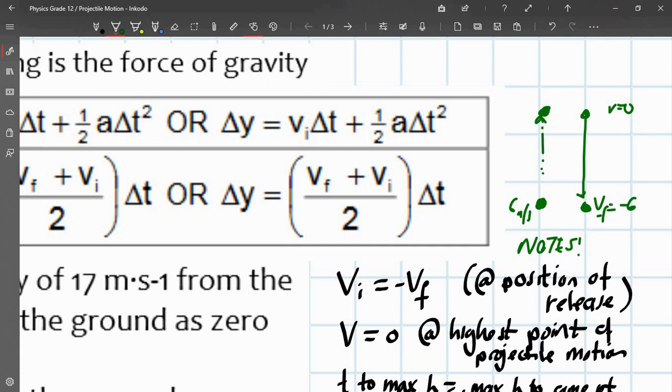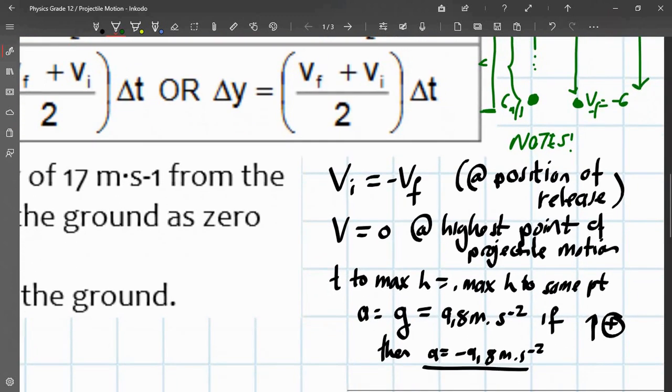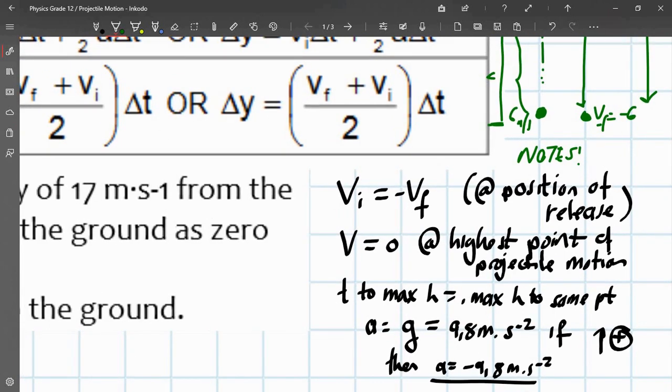The time it takes to get from the bottom to the top is equal to the time it takes to get from the top to the bottom. That's pretty self-explanatory. If you have a ball in your hand and you just throw it up and catch it, you can see this quite easily. The last thing is that the only force acting on a projectile is the force of gravity. Gravity is equal to acceleration in this case, and that's equal to 9.8 meters per second squared. But if you take upwards as positive, like we usually do in these type of vector situations, then acceleration will be minus 9.8. That's very important, there's a minus there.